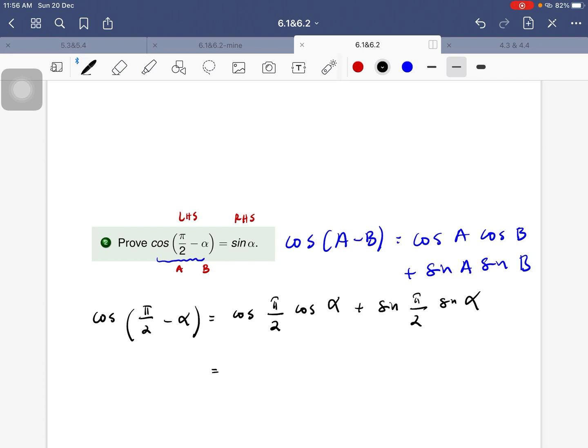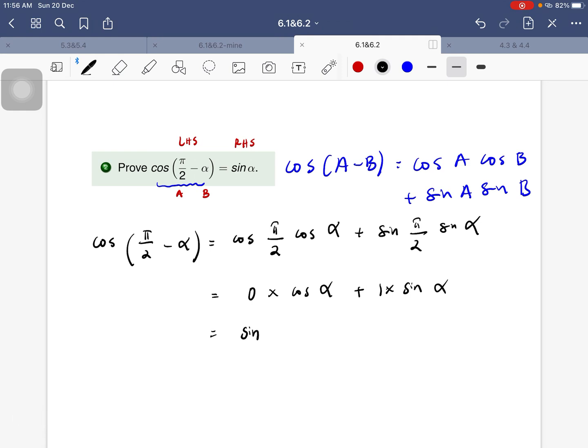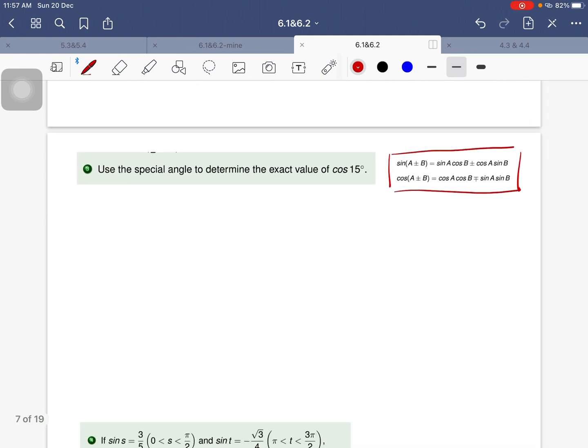So cos of pi over 2, according to the calculator, is 0. So this is 0 multiplied by cos alpha, plus sine pi over 2, which according to the calculator is a value of 1. So that is 1 multiplied by sine alpha. Of course, 0 multiplied by anything is 0. So this expression simplifies to sine of alpha. Therefore, we have proven that the left-hand side is equal to the right-hand side. I'm going to write here: therefore, proven. But you don't need that. You can also just show that it equals sine of alpha. That's it. You're done.